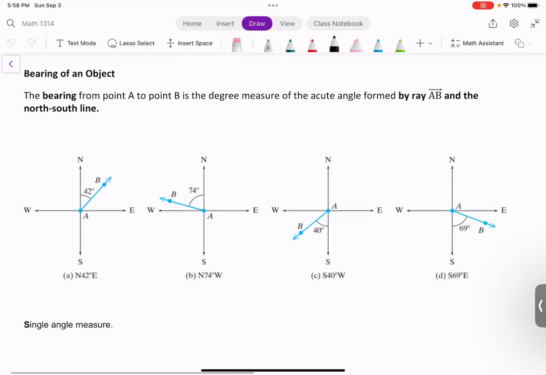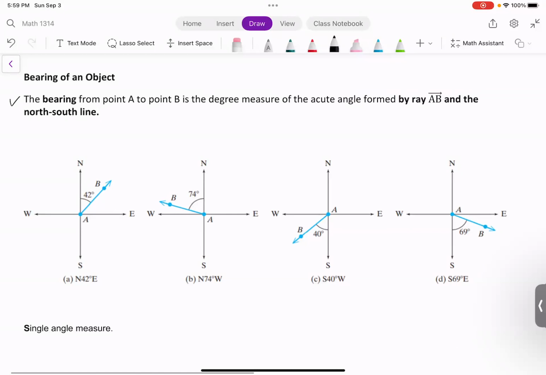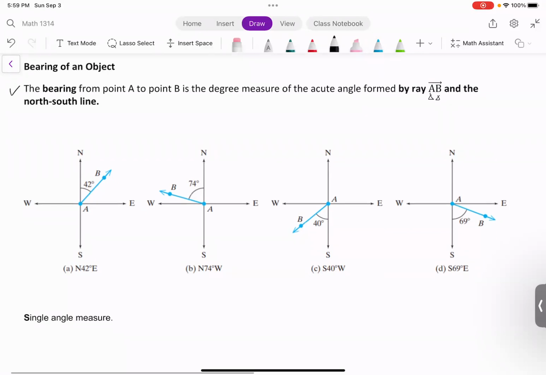Let's look at here. The bearing from point A to point B is the degree measure of the acute angle formed by ray AB and the north-south line. So what is the initial point? The initial point is A, and the terminal point is B. So we're starting from point A to point B, forming a ray.